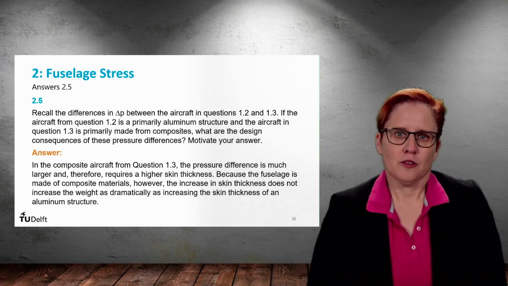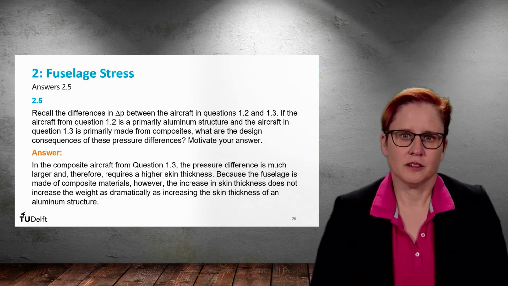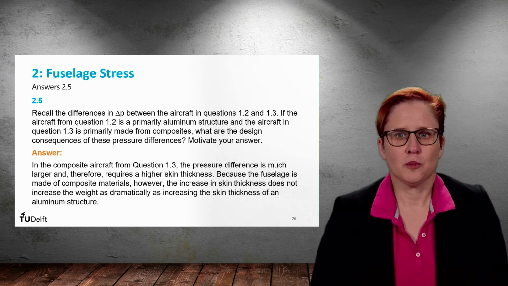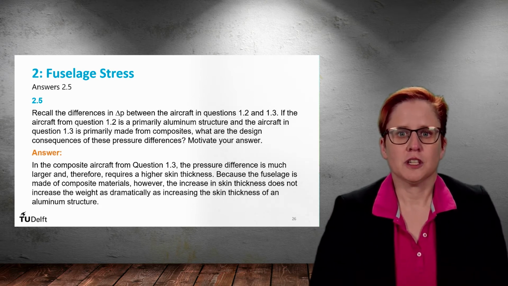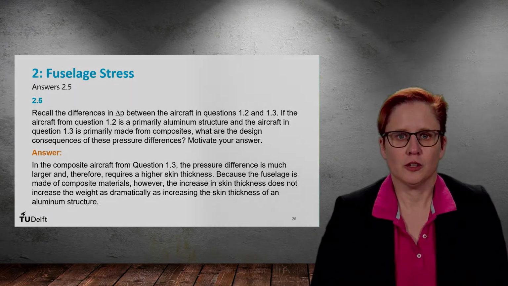In the composite aircraft from question 1.3, the pressure difference is much larger and therefore requires a higher skin thickness. Because the fuselage is made of composite materials, however, the increase in skin thickness does not increase the weight as dramatically as increasing the skin thickness of an aluminum structure.